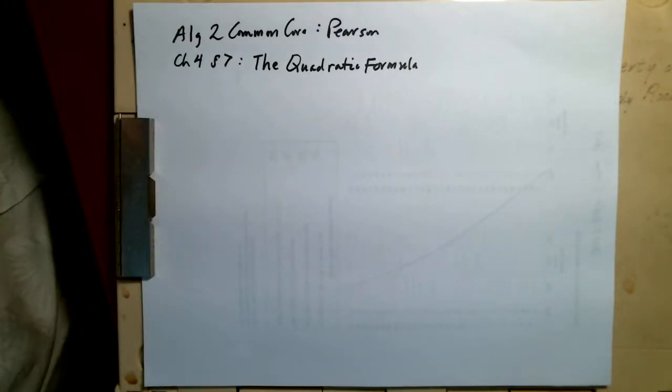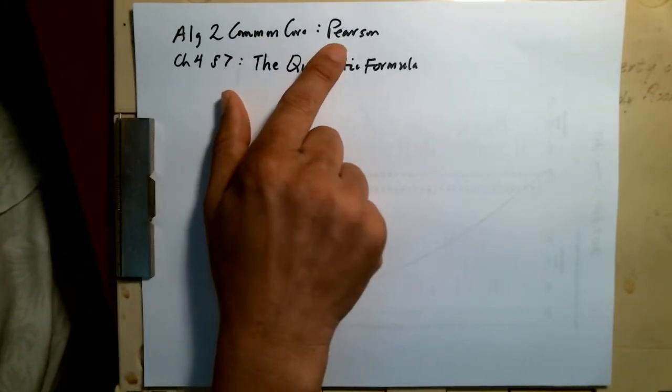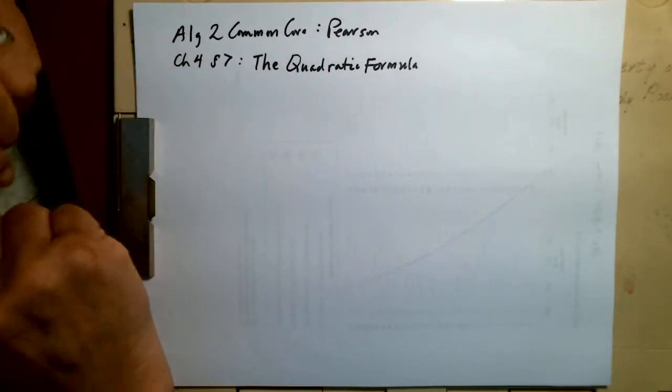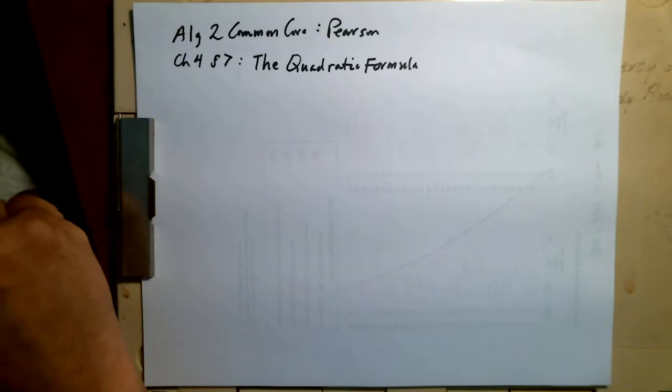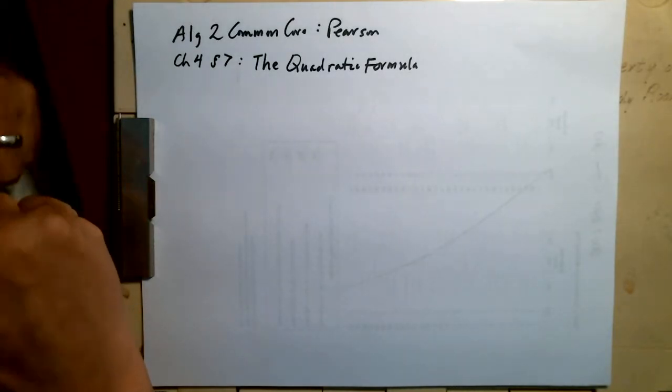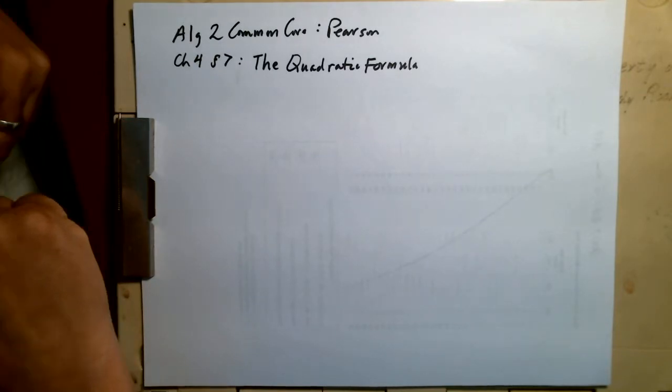I will be going through Algebra 2 Common Core from the Pearson book. Chapter 4, Section 7 is called Quadratic Formula. I'm going to be doing a couple of examples as well as proving the quadratic formula. Just sit back, enjoy the show, okay?